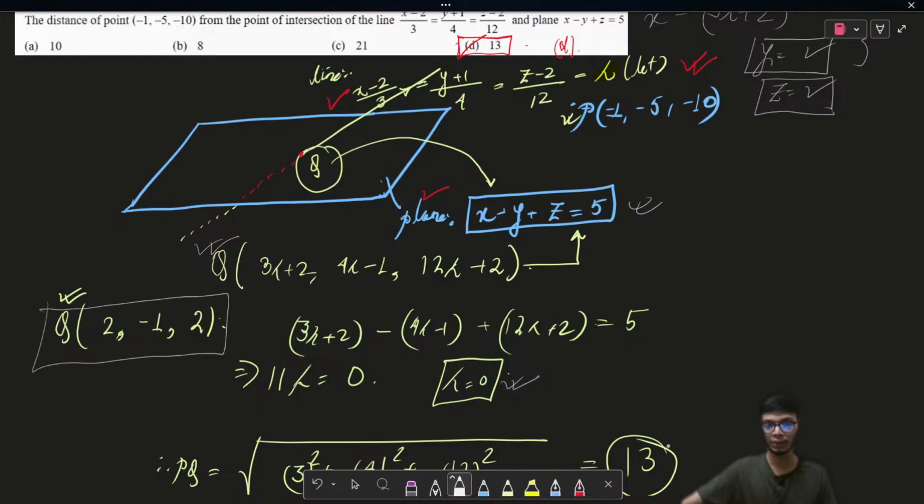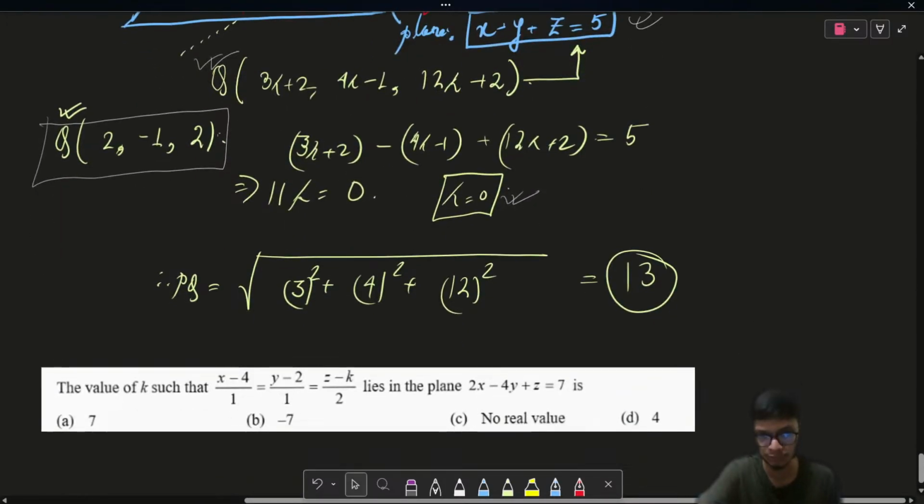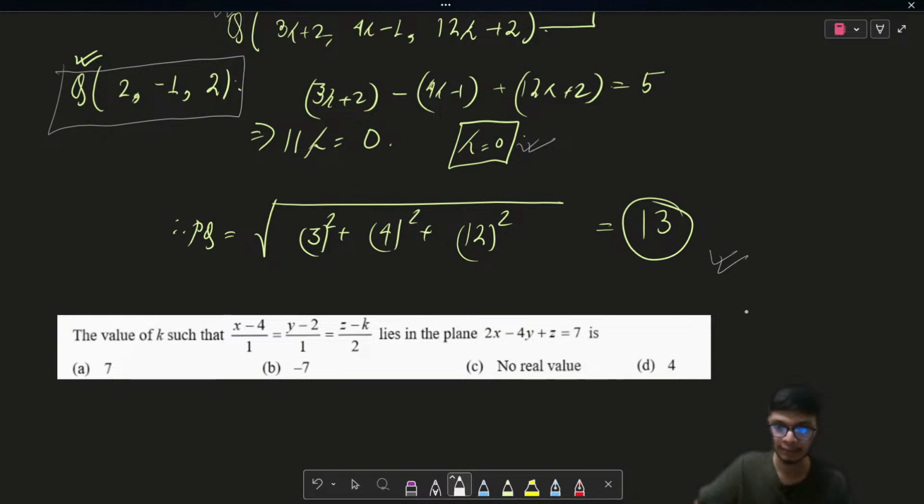And once we get the point Q, the distance between point P and Q is simply obtained by the distance formula. Okay, so I hope this is clear to all of you now. So the answer will come out to be 13.